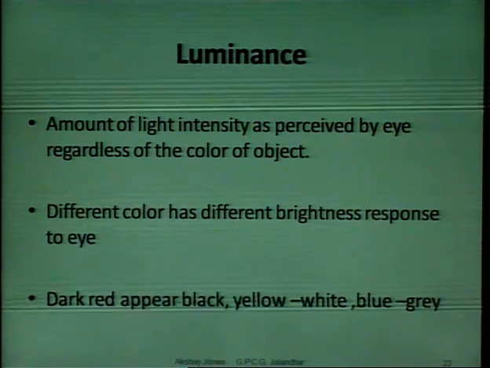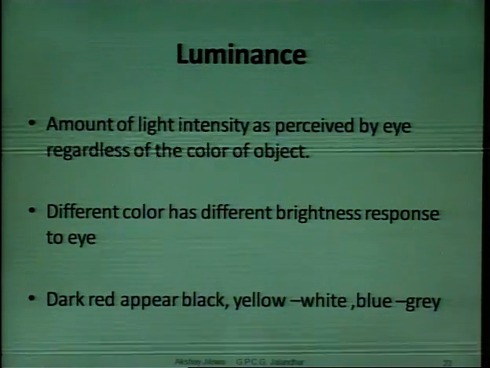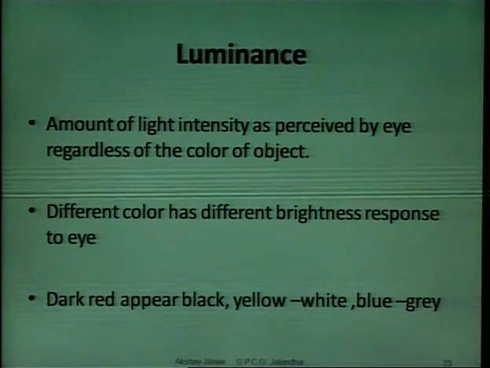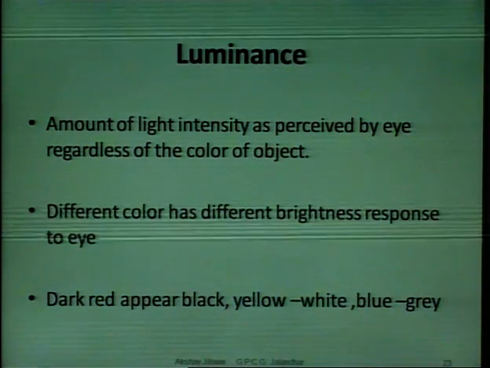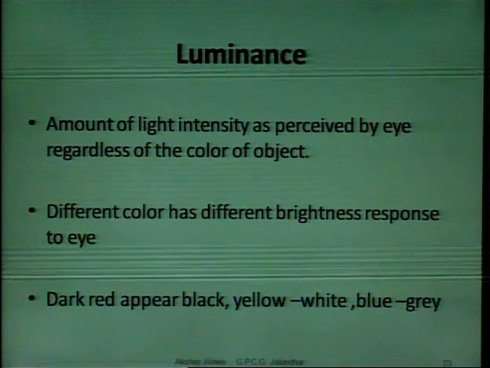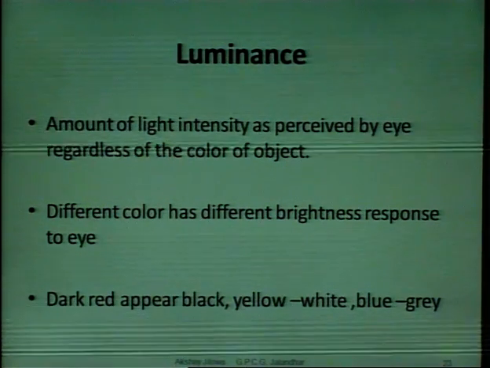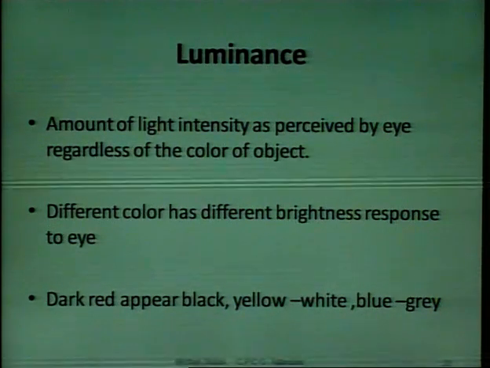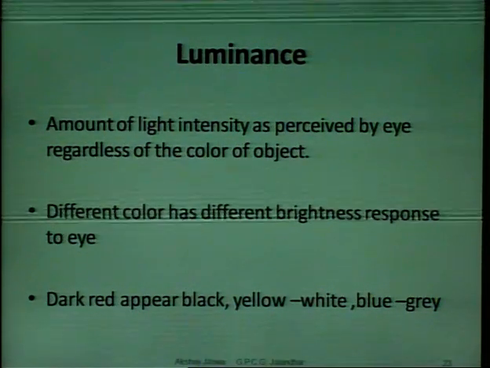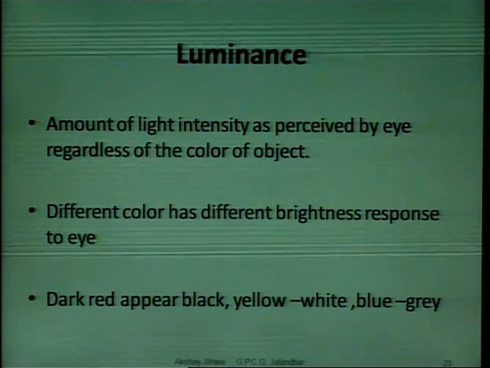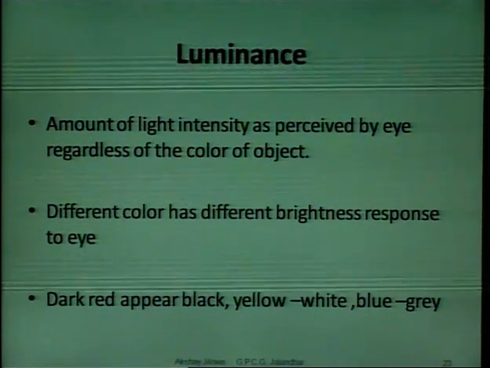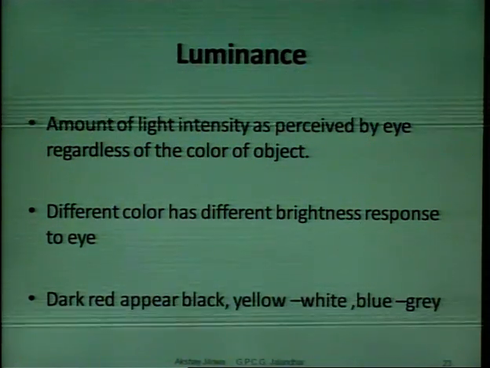If it is, say, dark red and you are watching it on your monochrome TV, it will appear as black. If it is yellow, it will appear as white, and if it is blue it will appear as gray. So, this is the luminance of a particular color. Color contains brightness also. So, this is explained with these examples.